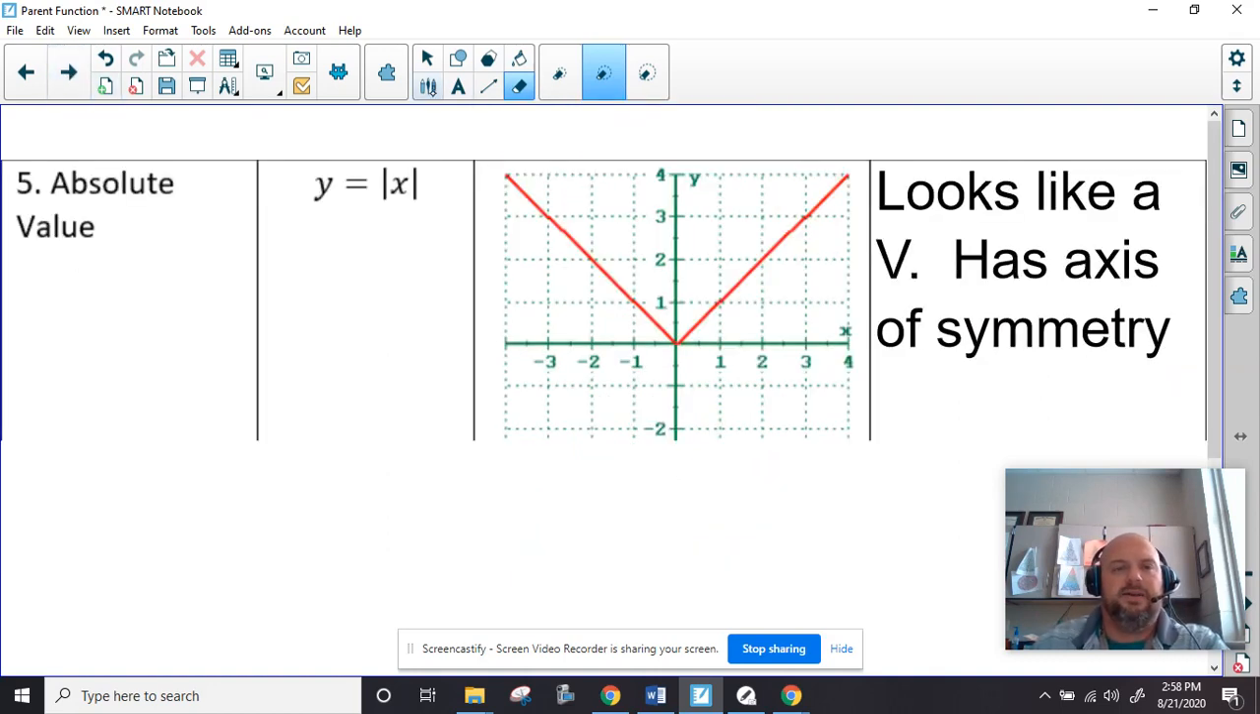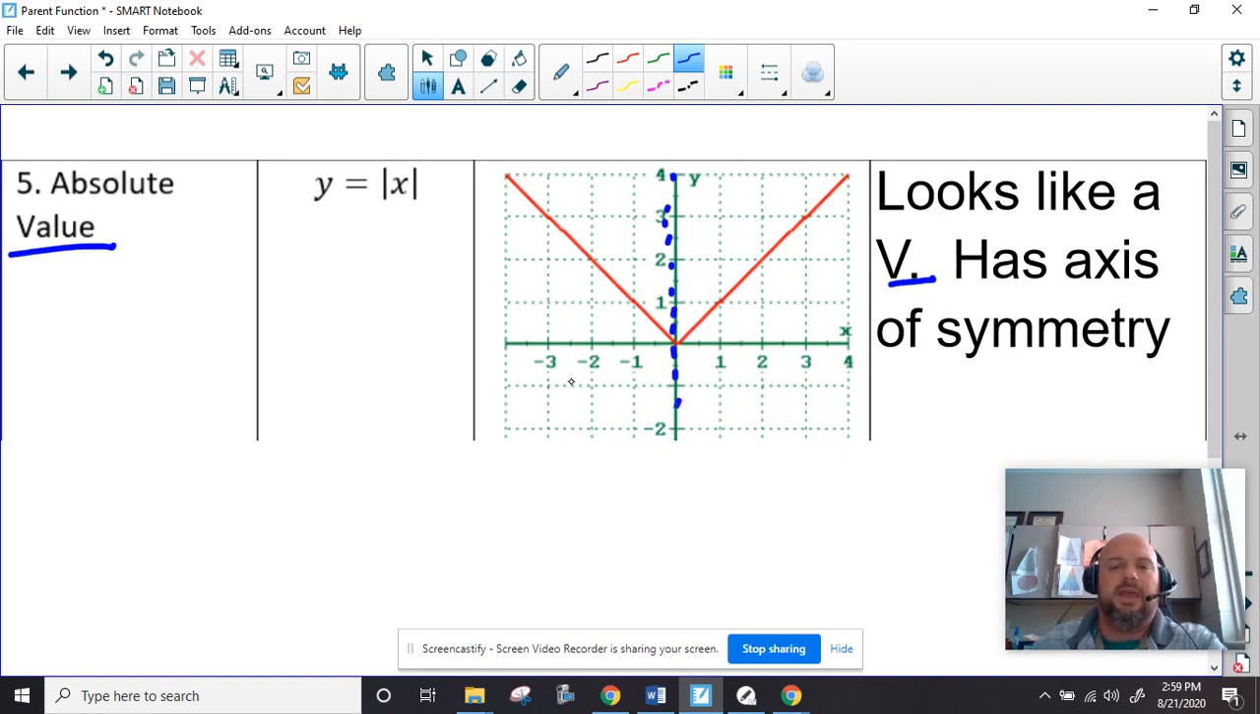That's why the numbers look kind of weird earlier in the week, but that's okay. All right, absolute value. This is how I remember it: it looks like a V. It has an axis of symmetry also, and it can also open down as a V. And they have a max and min, depending on which way they open. So think about absolute value as a V.